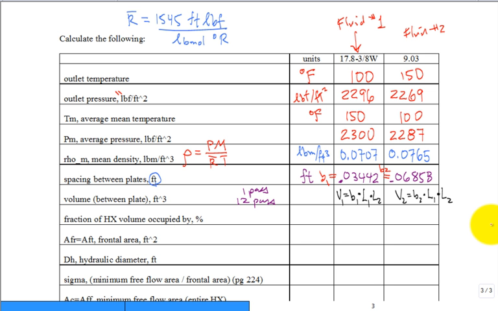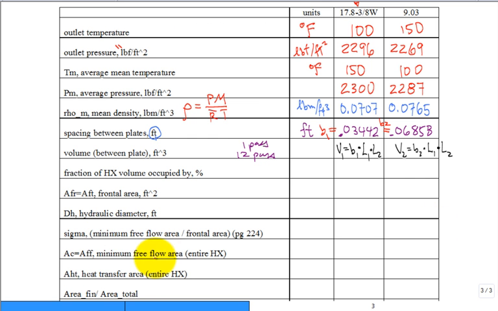Now the next question is what is the frontal area? Sometimes FR, subscript on A, sometimes FF or FT. So what is that frontal area in foot squared? This is not a hard question. It's just the fluid coming at that front surface. And now, what is the total frontal area? Then later we'll get down here the minimum free flow area, which is a little different than the frontal area.